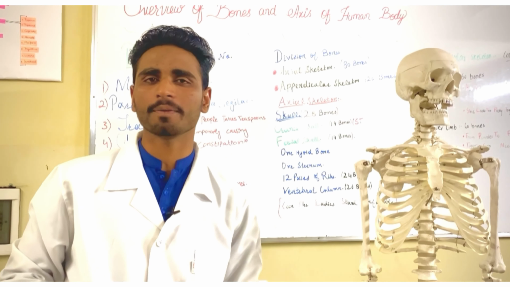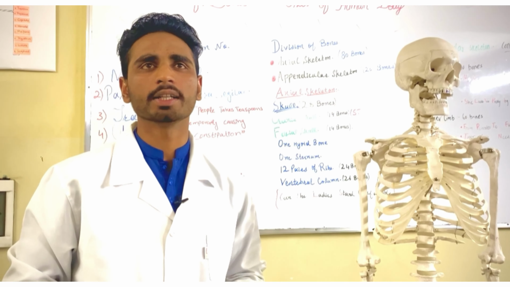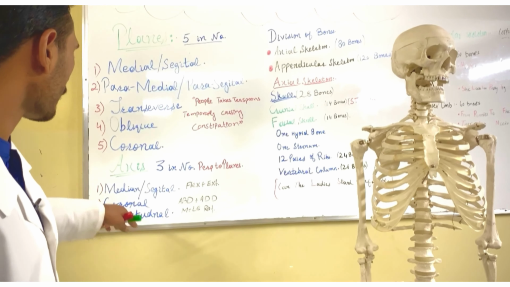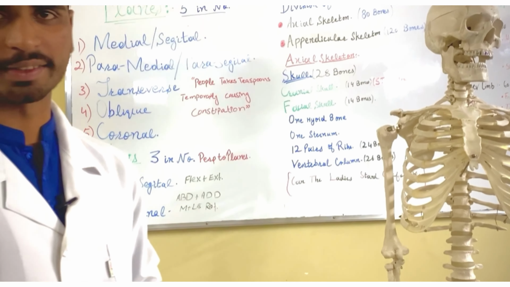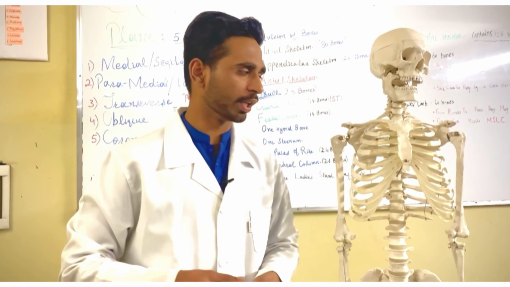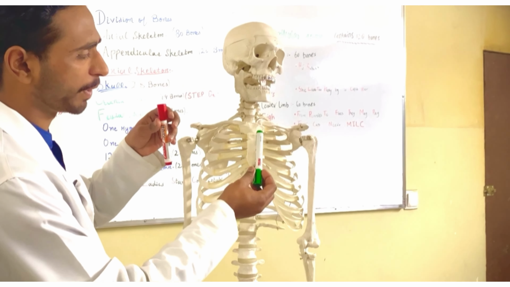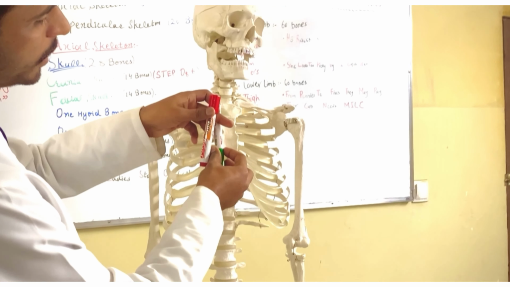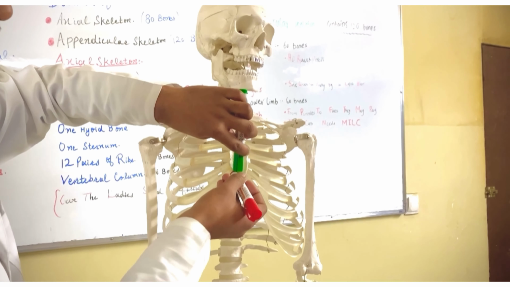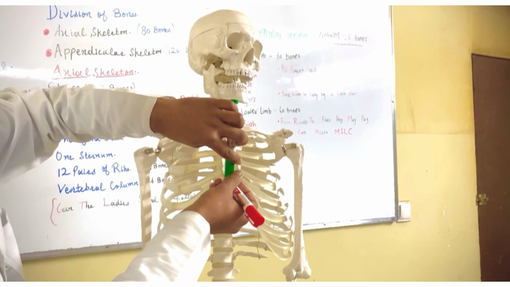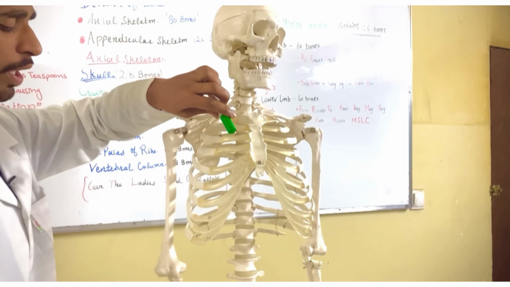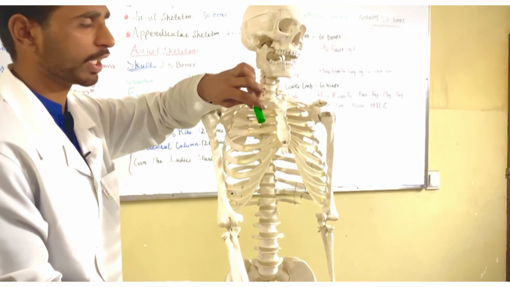The axes are always perpendicular to the planes, and along the axis we do our movement. First of all, we have the median or sagittal axis, the axis which is perpendicular to the medial plane. You can see over here, this is the medial plane, and the axis that is perpendicular to this would be like this. It will make a 90 degree angle, and the movement of the body around this axis will be flexion and extension.